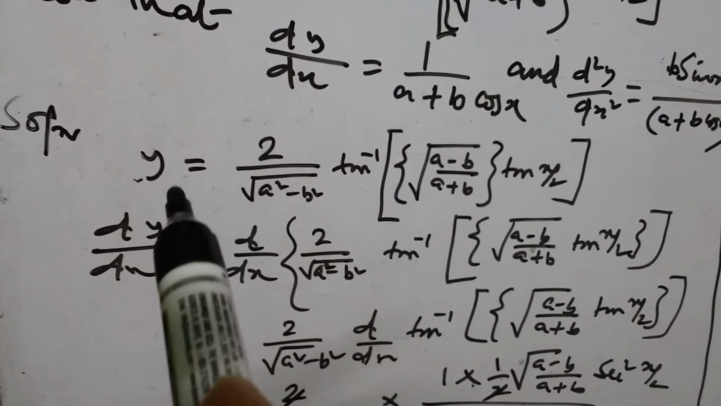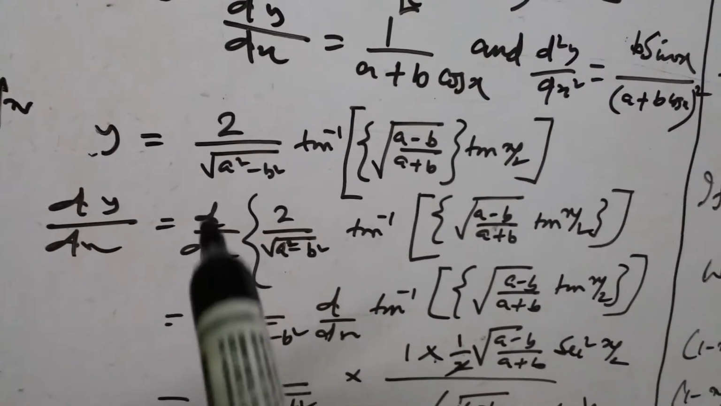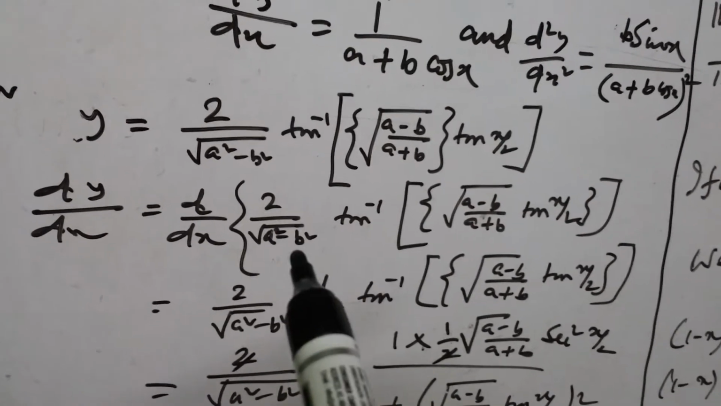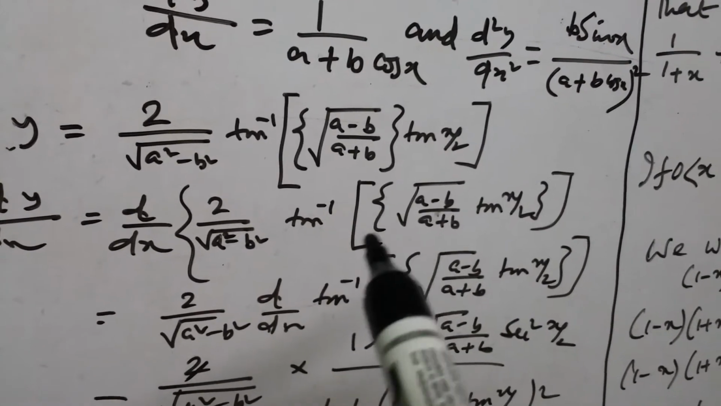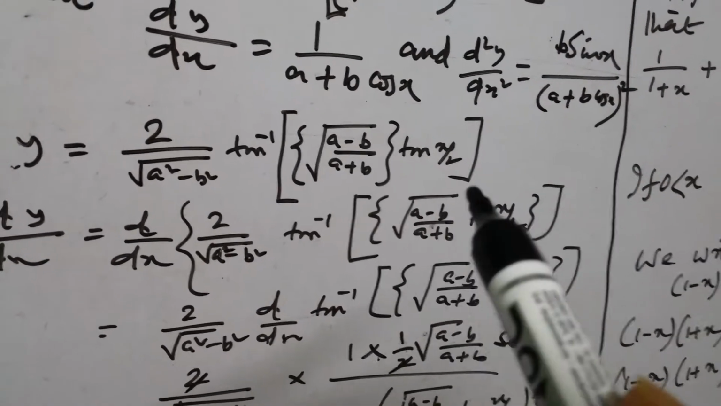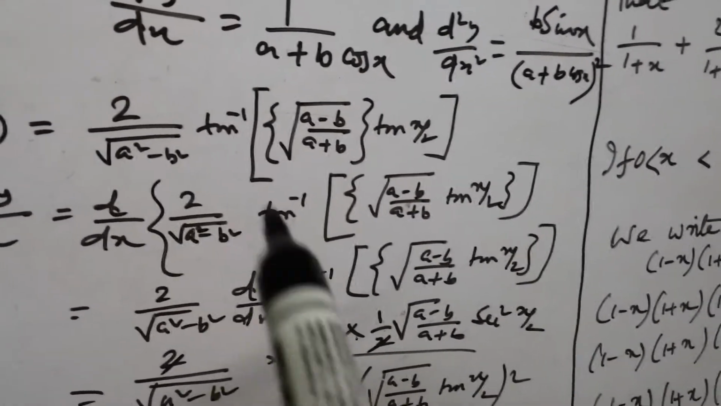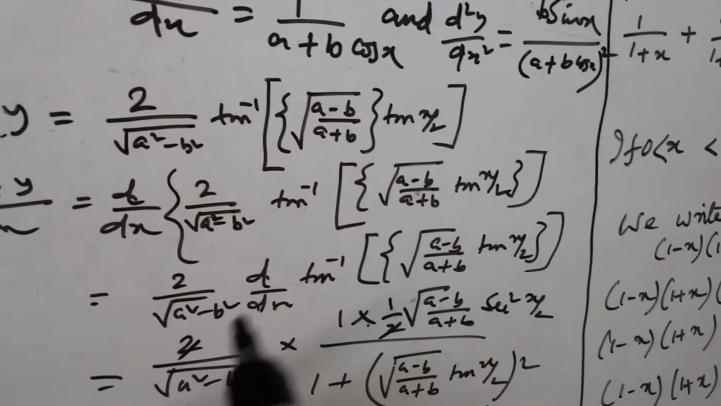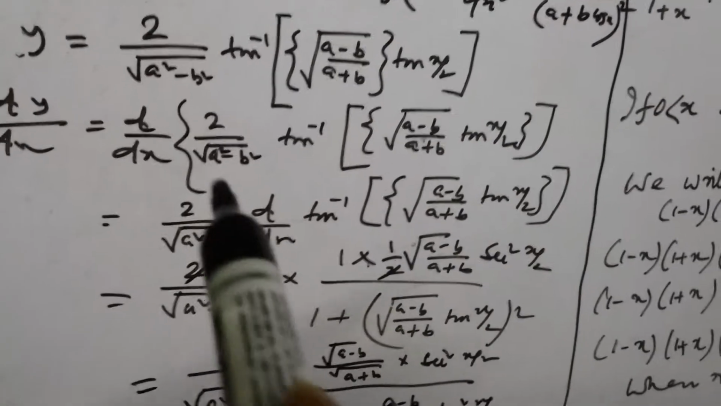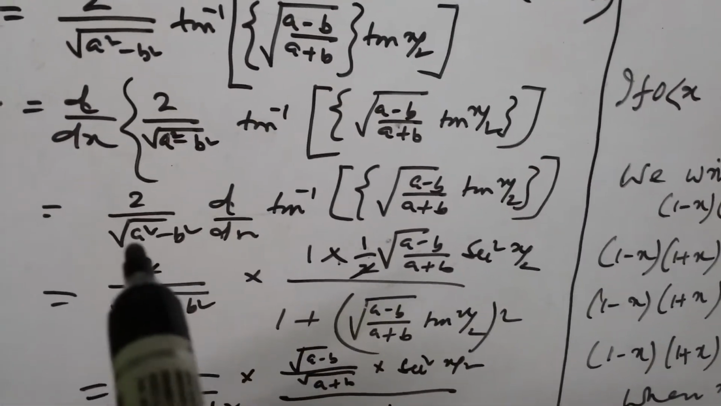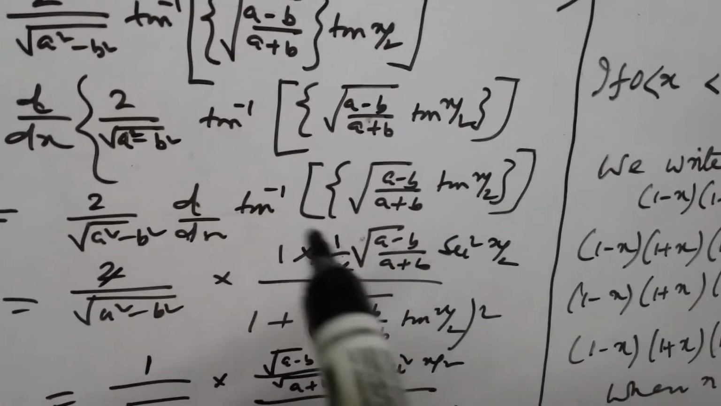Taking the derivative with respect to x, dy by dx is 2 by root a square minus b square, tan inverse of root a minus b by a plus b tan x by 2. The constant term will be outside of the derivative. These are the rules of derivatives. So 2 by root a square minus b square times the derivative of tan inverse of this.